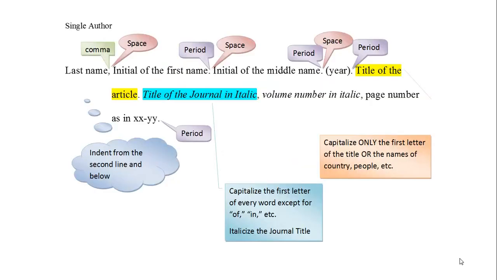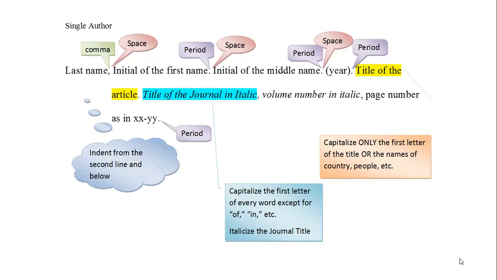On your reference page, you are going to want to include the following when your journal article has a single author. You'll include the last name, then a comma and a space, initial of the first name, and a period and a space. You may include the initial of the author's middle name if it's given in the article. Then another period and a space. Then the year in parentheses, a period, another space. Then you'll have the title of the article.